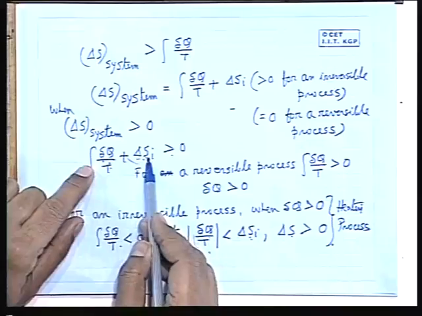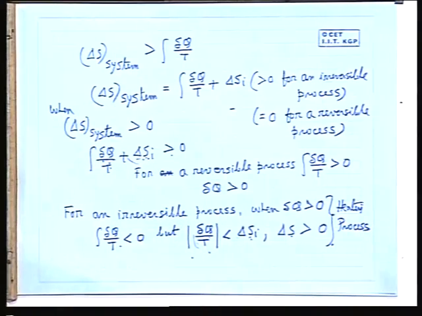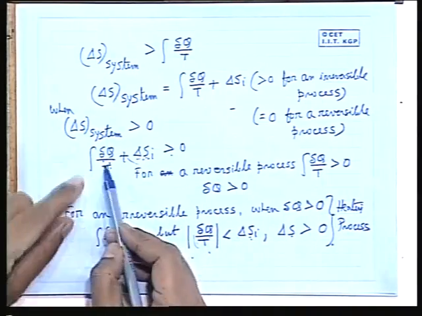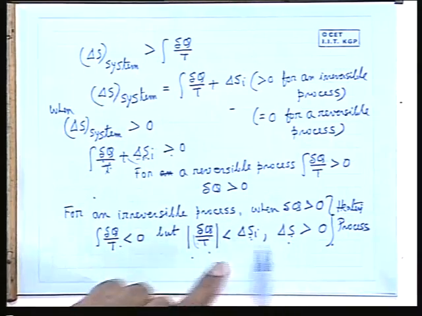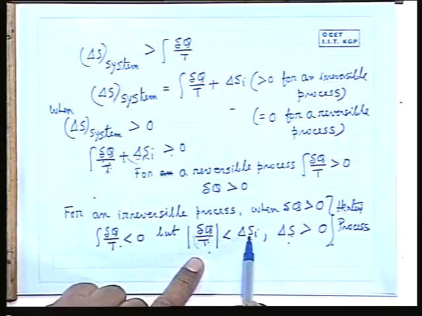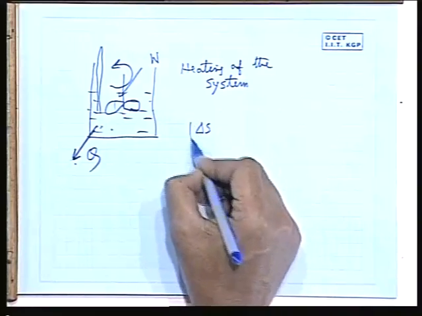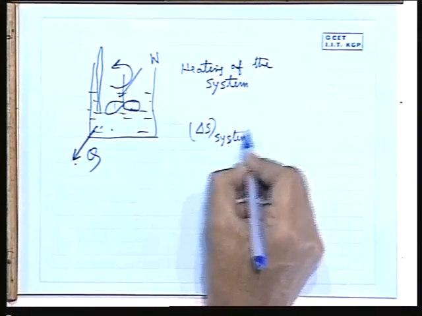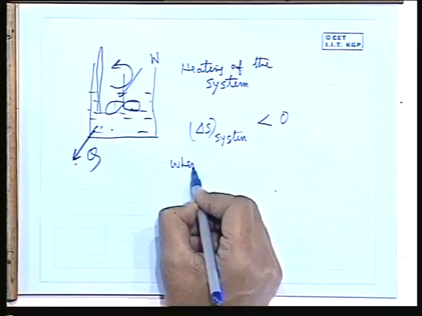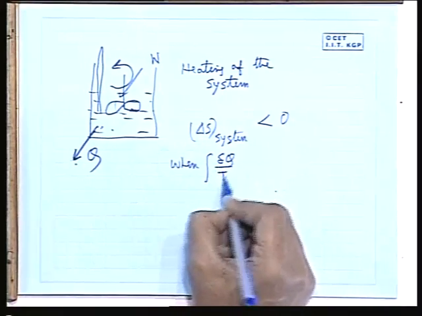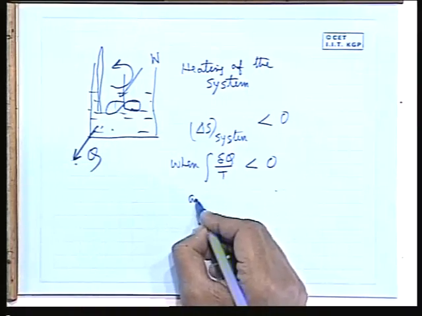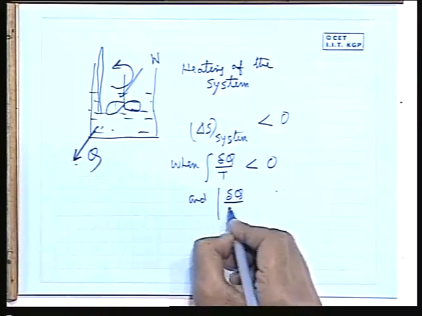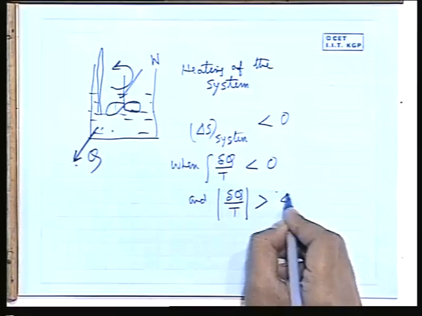But for an irreversible process, if you add heat to a system, definitely it will increase the entropy, because this plus this. But if you take out heat, entropy still may increase, depending upon the relative magnitude of these two. In a similar fashion, I can tell the entropy of the system will decrease, delta S system is less than 0, when del Q by T is negative, that means there has to be a rejection of heat, and at the same time this magnitude should be greater than delta Si.